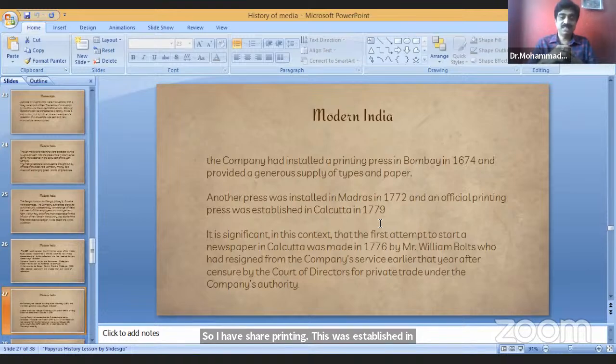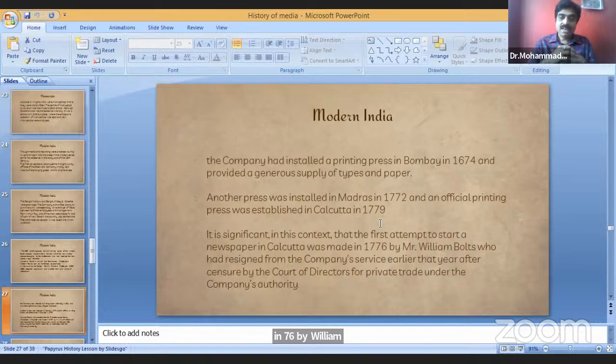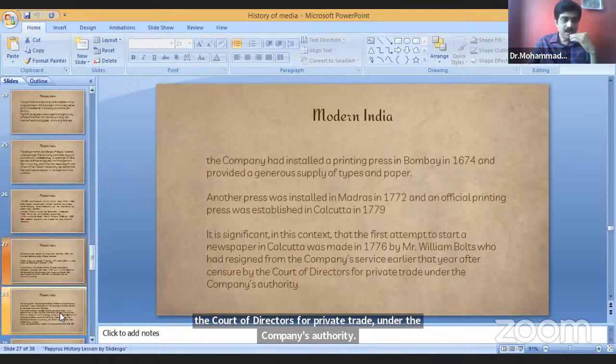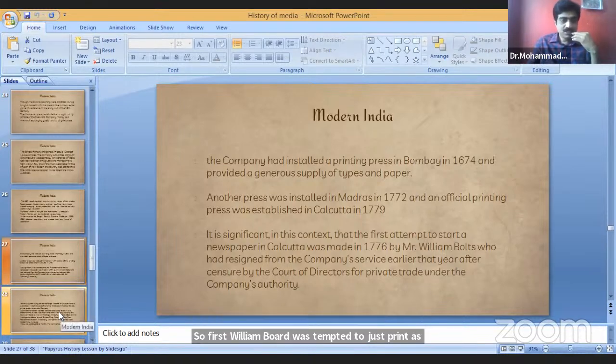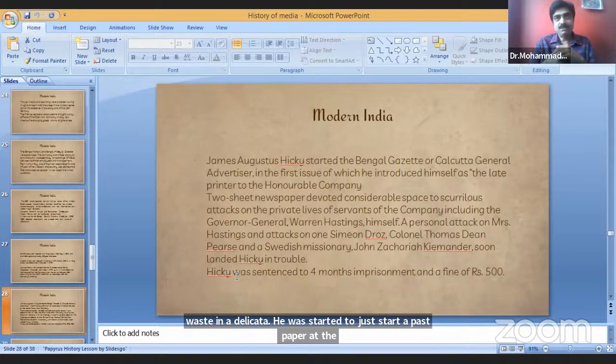It is significant in this context that the first attempt to start a newspaper in Kolkata was made in 1776 by William Bolts, who had resigned from the company's service earlier that year after censure by the Court of Directors for private trade under the company's authority. So William Bolts was the first who attempted to print a paper based in Calcutta.